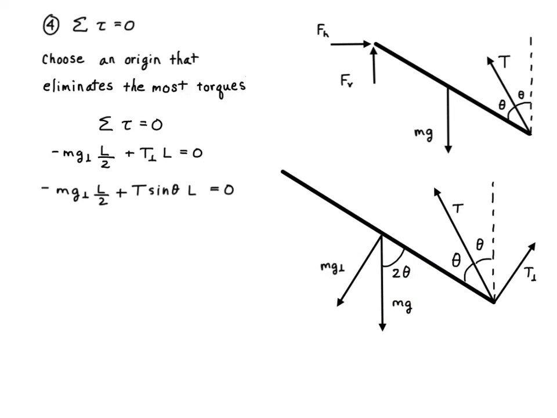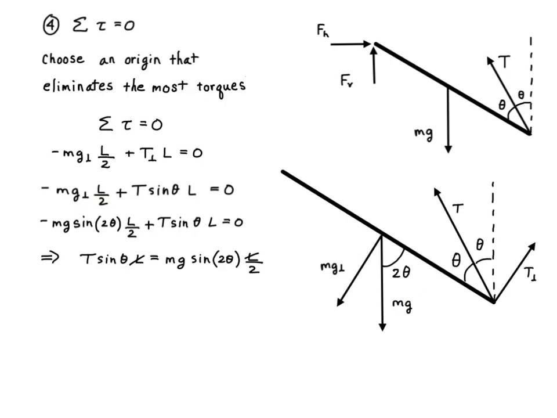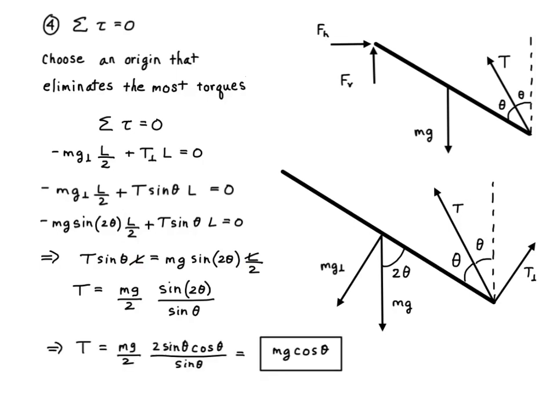And putting it in, we can now solve for T by bringing this term over to the other side and then cancel the L's here to get finally T equal to mg over 2 sine 2 theta over sine theta. Now since sine 2 theta is actually 2 sine theta times cosine theta, we can plug this in and finally get a very simple expression for the tension, mg cosine theta.